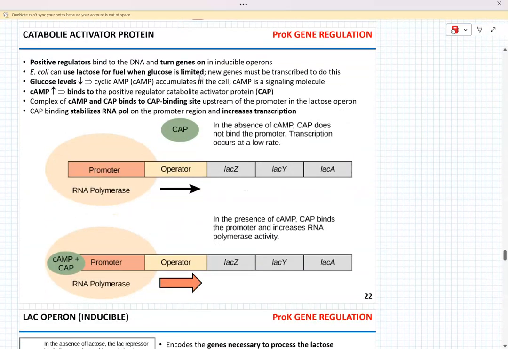Before we start talking about the lactose operon, let's talk about the so-called catabolite activator protein. Catabolite activator protein is an example of a positive regulator. The positive regulators bind to DNA and help to turn genes on in so-called inducible operons. The bacterium E. coli can use lactose as the source of energy when its glucose supplies are limited.